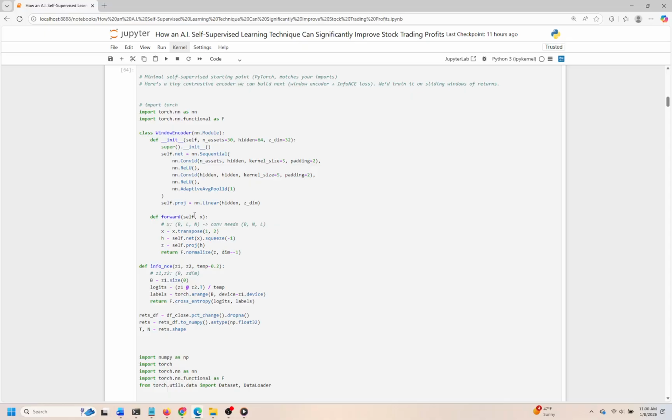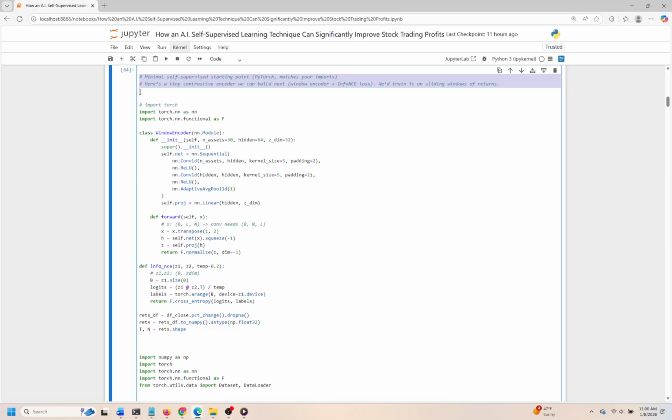Cell 4. In this cell, we're taking a significant step forward by implementing a self-supervised learning setup focused on a contrastive encoding approach using PyTorch. This setup is particularly tailored to measure and predict asset returns, making it highly relevant for anyone diving into financial time series analysis. We begin by structuring a model known as a window encoder.